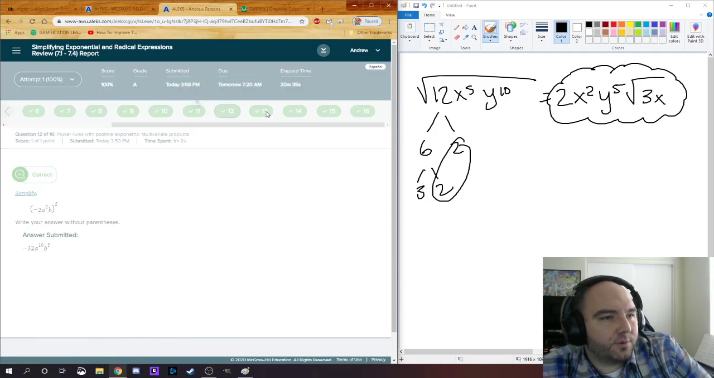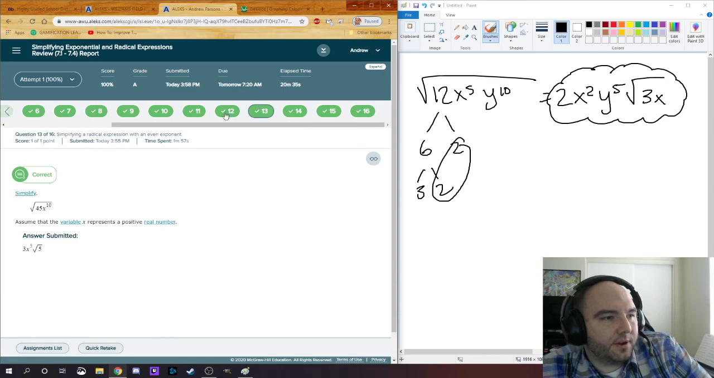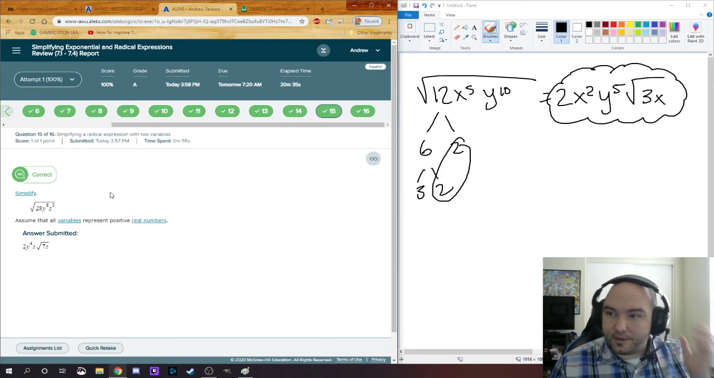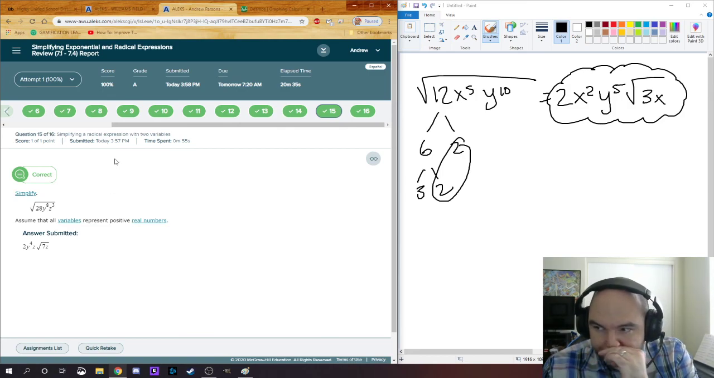Then for the last 4, we saw simplifying roots with even exponents, odd exponents, a little bit of both exponents. We got everything up in there. That was it. That was the whole assignment.